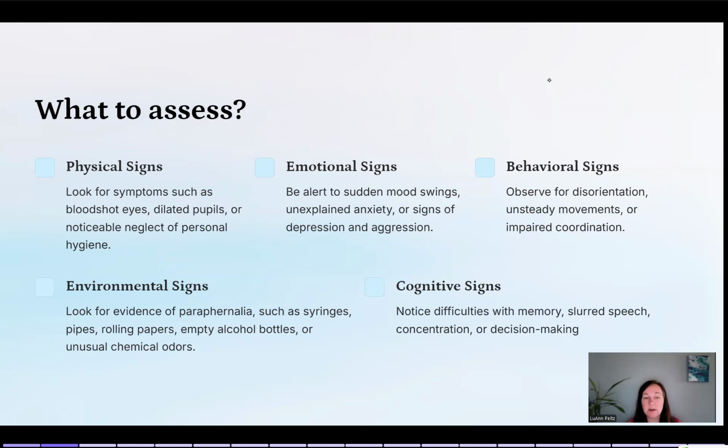Environmental signs. Look for evidence of paraphernalia such as syringes, pipes, rolling papers, empty alcohol bottles, or unusual chemical odors. Last, look for cognitive signs. Notice difficulties with memory, slurred speech, concentration, or decision making.